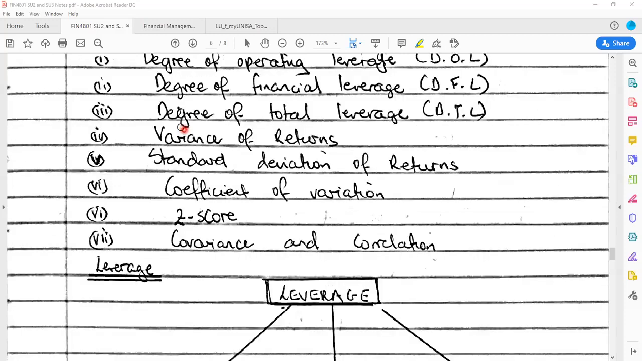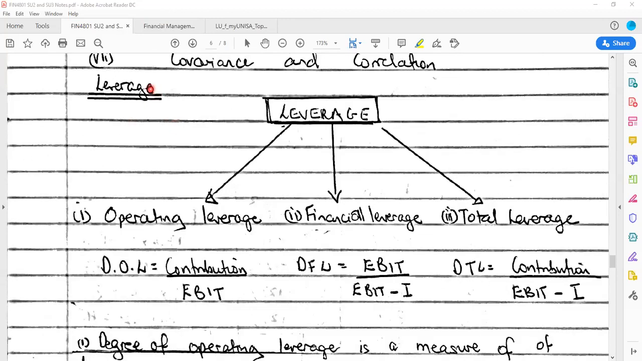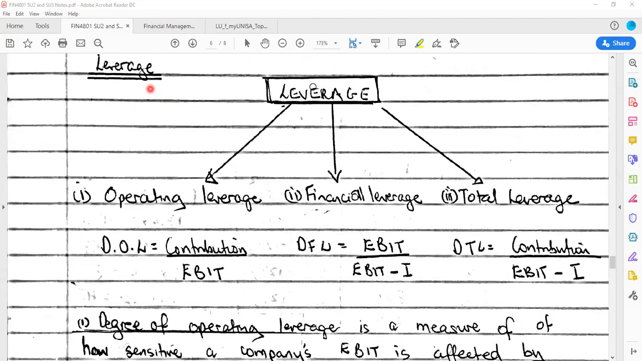So let's start by looking at leverage. You've also come across leverage before, so this is some revision. Leverage can be split into 3 types of leverage. We have what we call operating leverage, financial leverage, and total leverage, right? The degree of operating leverage is given by the following formula. So we measure operating leverage using the degree of operating leverage, we measure financial leverage using the degree of financial leverage, and we measure total leverage using the degree of total leverage.